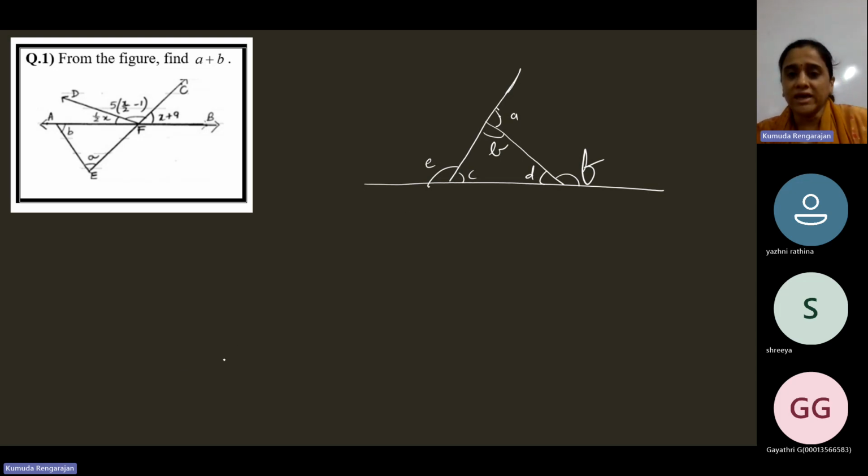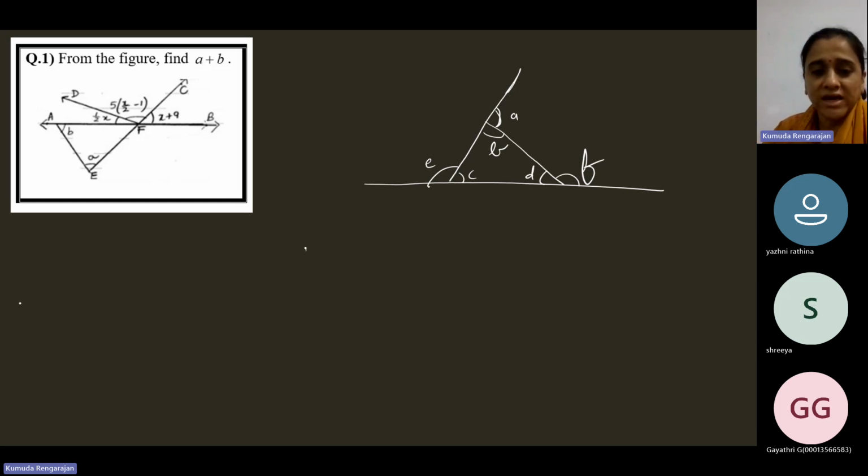Okay. Now for A, tell me the immediate interior angle. Which is the immediate interior angle for the exterior angle A? B. Which is the immediate interior angle for the exterior angle E? C. Which is the immediate interior angle for the exterior angle F? D. Now, for this exterior angle property, leave the immediate interior angle.